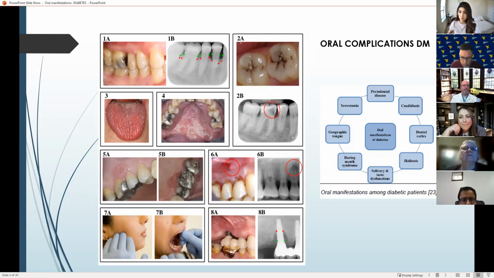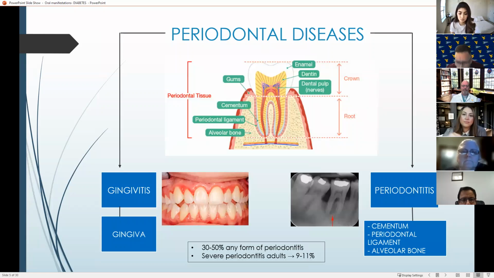So we're going to start with periodontal diseases. Periodontal diseases can be subdivided into gingivitis, as we can see on the right hand, which is a reversible inflammation of the gum around the teeth without loss of support, and periodontitis, which has the clinical appearance of gingivitis, but also shows irreversible destruction of the supporting structures around the teeth.